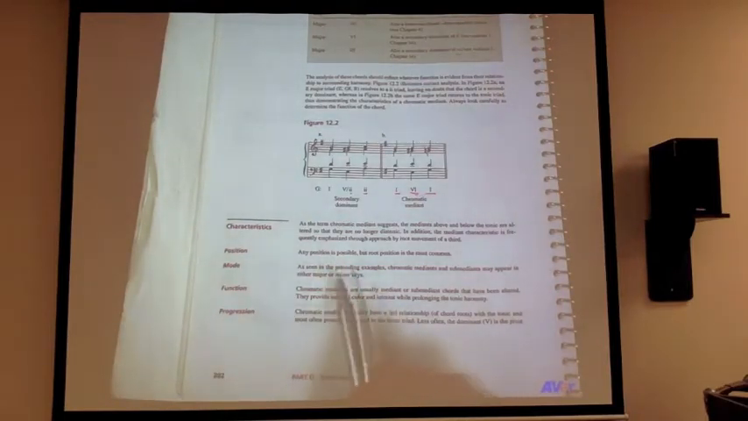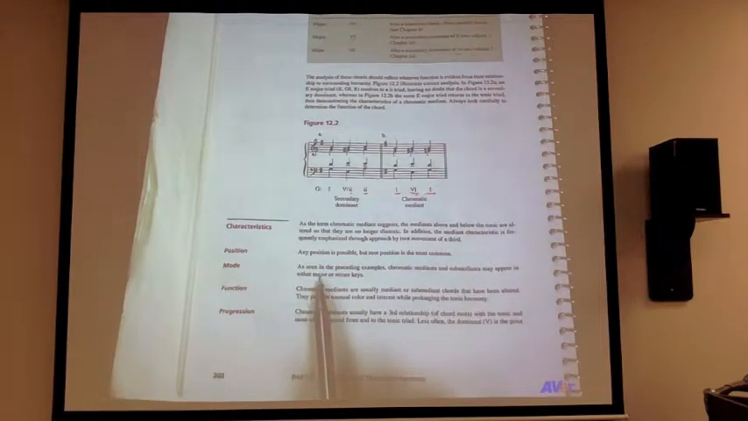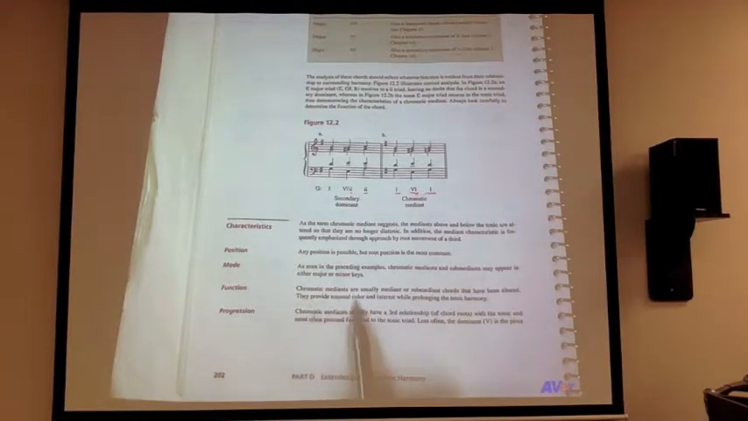And as seen in the preceding examples, chromatic mediants and submediants may appear in either major or minor keys. But remember, in major keys, that submediant and mediant are going to be lowered, and in minor keys, they're going to be raised. Okay? Chromatic mediants are usually mediant or submediant chords that have been altered. They provide unusual color and interest while prolonging the tonic harmony.